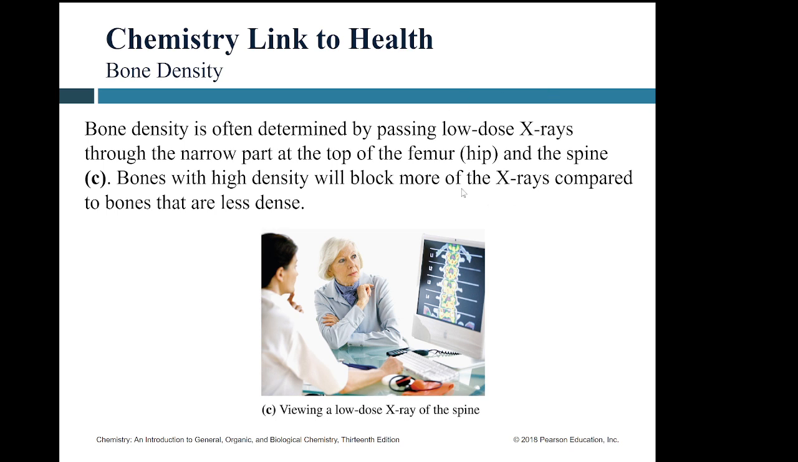So bone density is often determined by passing a low dose of X-rays through the narrow top of the femur, which is your hip area, and the spine. Mostly this is because these are high stress points in your body, and so it's very important to understand the density of those, how strong they are, right? If your spine cracks, you're going to have some problems. And your hips tend to take the most stress, even though they're one of the thickest parts of the body. If you're going to break something, it's going to be there.